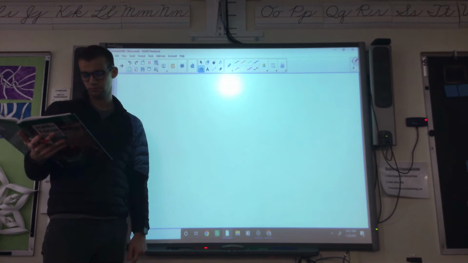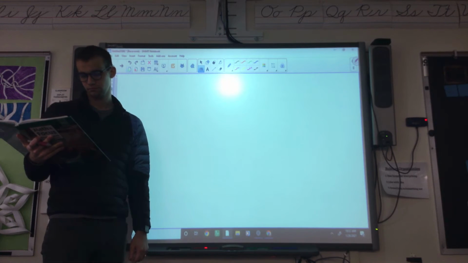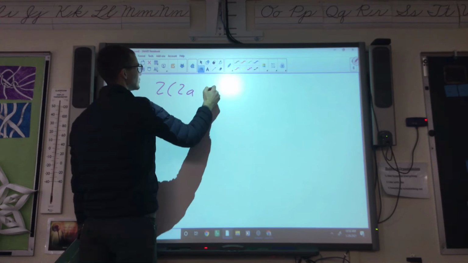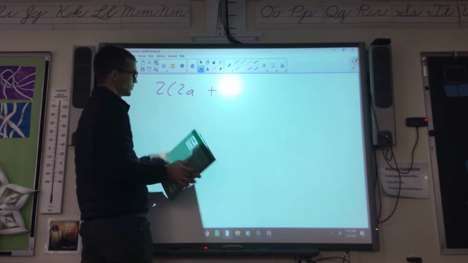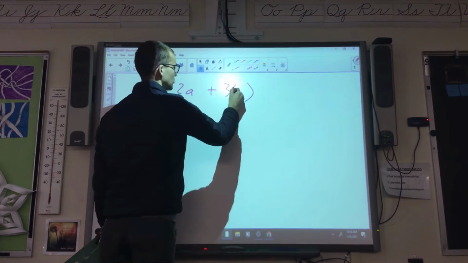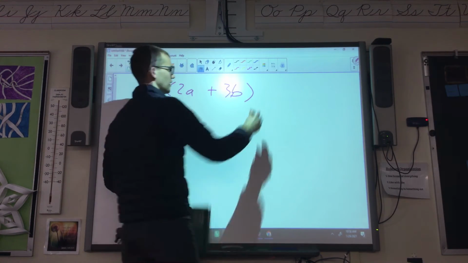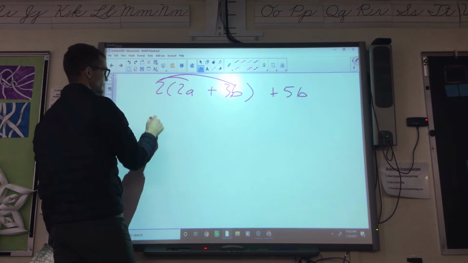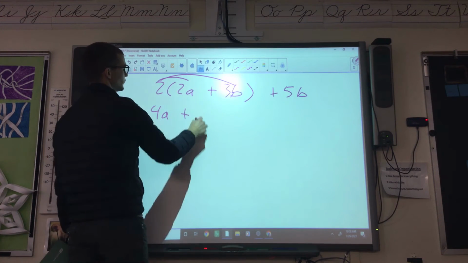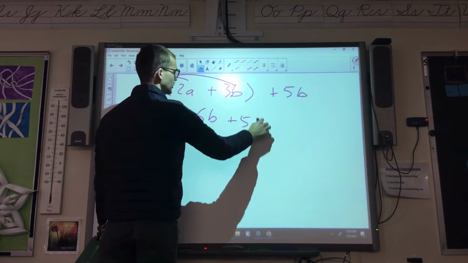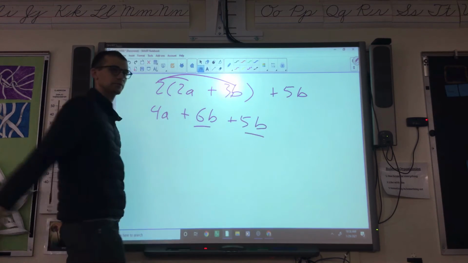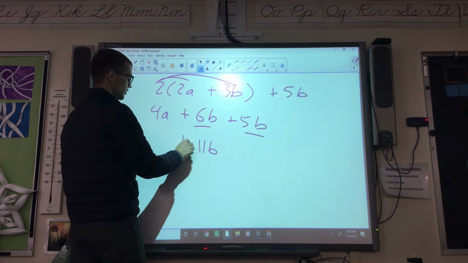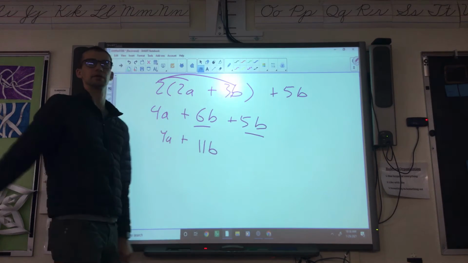Okay, 16 plus 4a. Nope. The problem is 2 times the quantity 2a plus 3b, plus 5b. First thing is you distribute, this becomes 4a plus 6b plus 5b. Because the b's are like terms, you can add them: 6 plus 5 is 11b. You have 4a plus 11b.